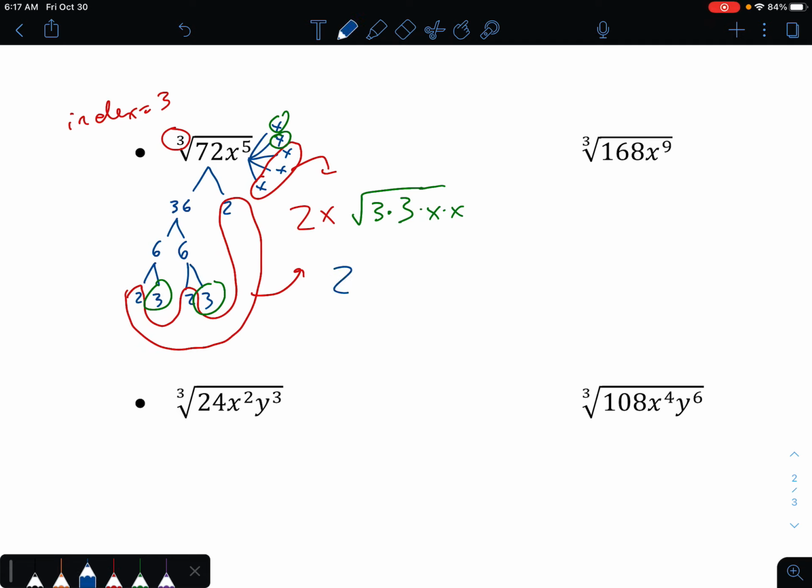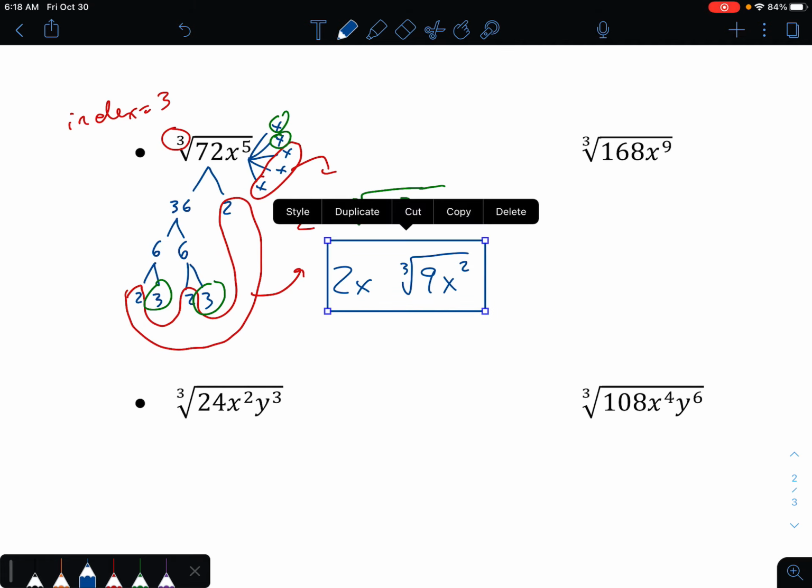And my final answer is 2x cube root of 9x squared, which is weird because 9x squared would normally be something we could take out of a square root, but not here. This is a cube root. Obviously, I would also include that 3 up there. Okay, and there's our final answer: 2x times the cube root of 9x squared. A little bit different to get used to, because you're used to seeing a 9 and x squared and all square things coming out. Not the case here.